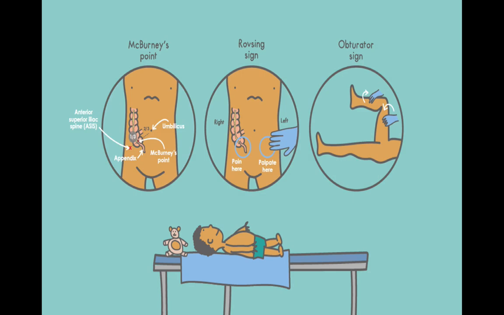Tenderness is usually elicited in the right lower quadrant over McBurney's point. You can look for other signs of appendicitis such as Rovsing's sign, where palpating the left lower quadrant causes pain in the right lower quadrant, or the obturator sign, where pain is elicited in the abdomen by internal rotation of a flexed right hip. If you're struggling to examine the patient, simply ask them to cough or jump up and down. If this worsens the pain, appendicitis is more likely.